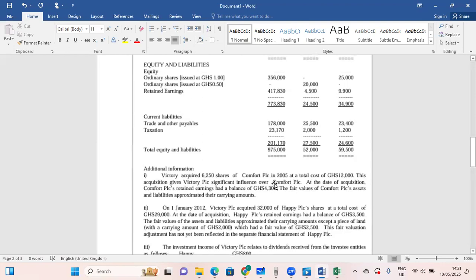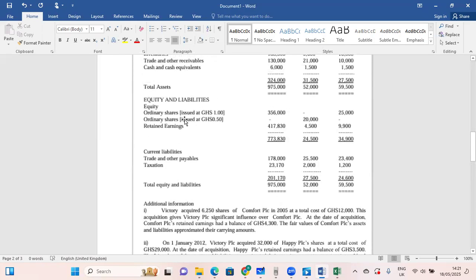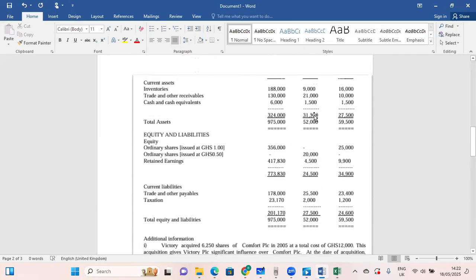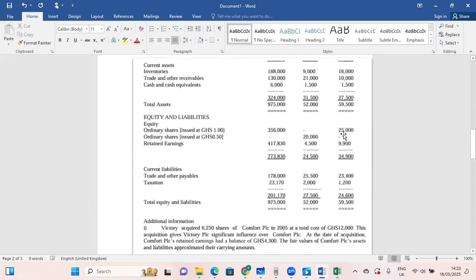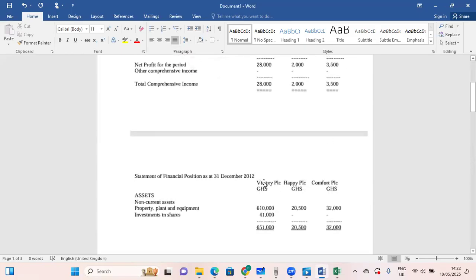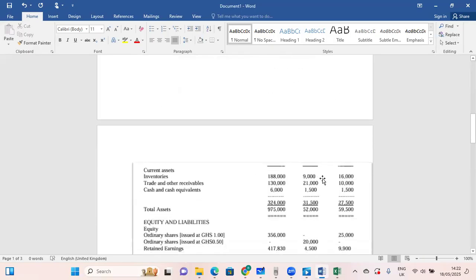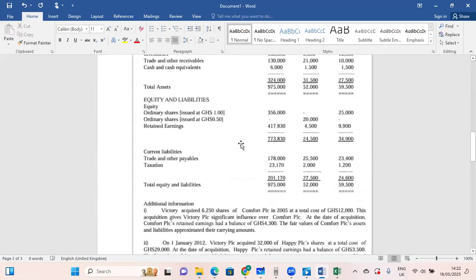So if you really want to check whether it is true that Victory will have significant influence over Comfort PLC, you just come to the ordinary shares, right? The total shares of what? Comfort. Comfort is the last one. So Victory, Happy, and Comfort. So Comfort is the last one, right? So Comfort has what? 25,000 shares. So 25,000 shares, and then we acquired how many? 6,250.